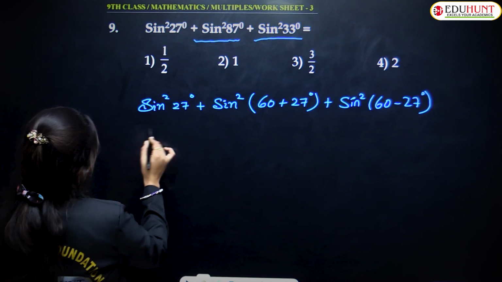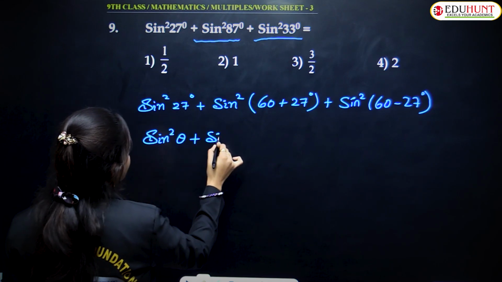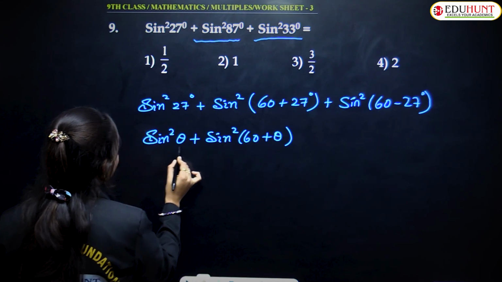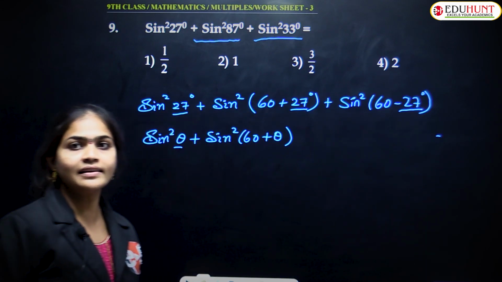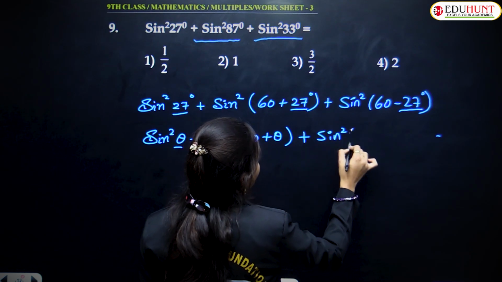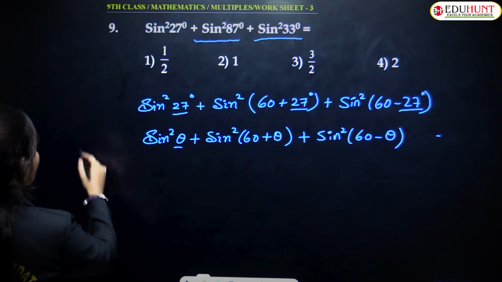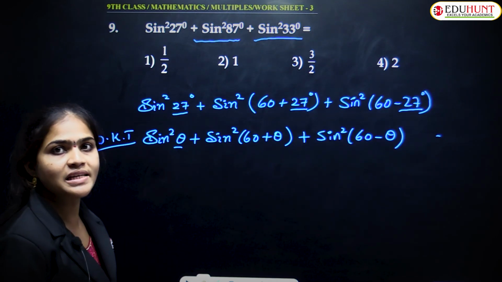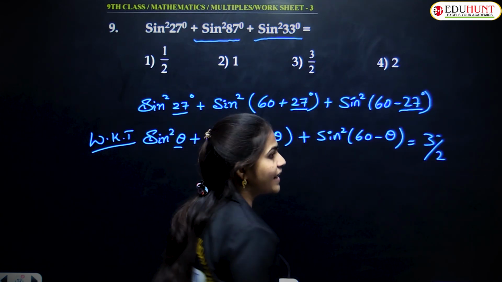Here we have one identity: sin square theta plus sin square 60 plus theta. Just see here, theta is equal to 27, here 27 and here also 27. So we take theta equal to 27, plus sin square 60 minus theta. It is the same formula. And we know that sin square theta plus sin square 60 plus theta plus sin square 60 minus theta is equal to 3 by 2. This is the direct identity.